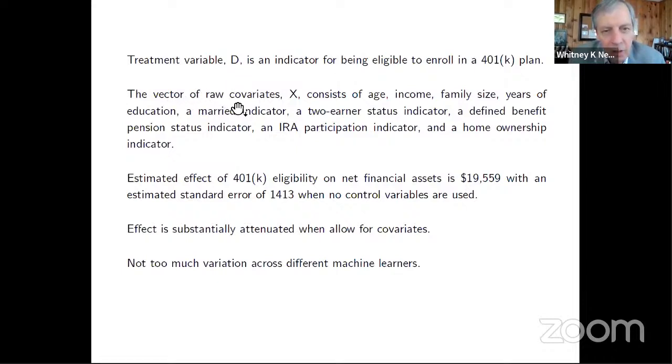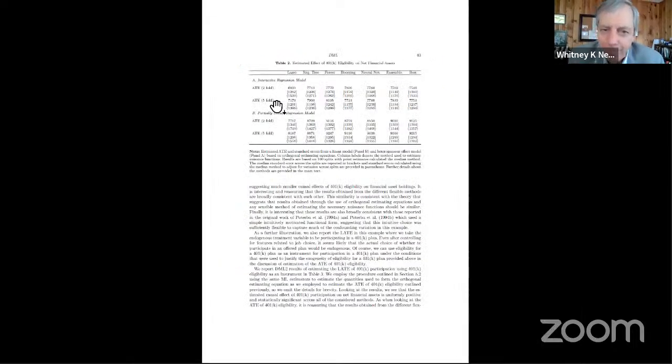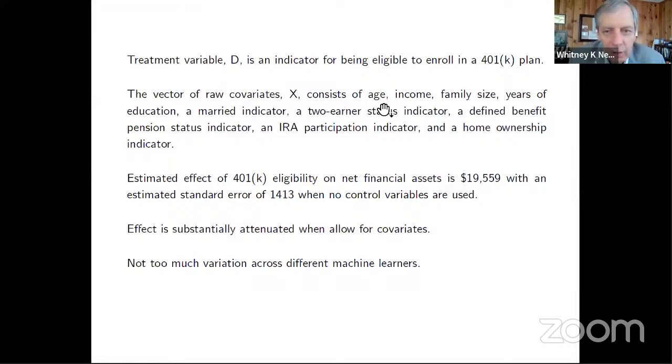So what do they use and what do we use? A vector of broad covariates X consists of age, income, family size, years of education, a marriage indicator, a two-earner status indicator, a defined benefit pension status indicator, IRA, that's a United States government tax-free retirement account that's available, and a home ownership indicator.